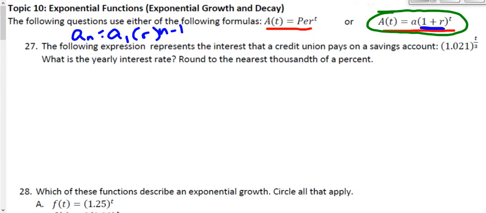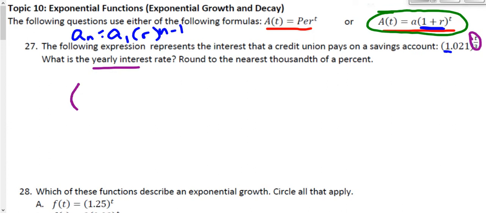Okay, so it says that this expression represents the interest that a credit union pays on a savings account. So we have 1.021 to the t over 3 power. 1 is your 100% of your initial amount that you deposit, and the 0.021 talks about the change over time. That would be the rate, except that the exponent is written improperly. So we're looking for the yearly interest rate, which would be expressed by the number t, except that ours is not to the t power. Ours is to the t over 3 power, which means that we're going to have to fix the way that this is written before we can see what the actual rate is.